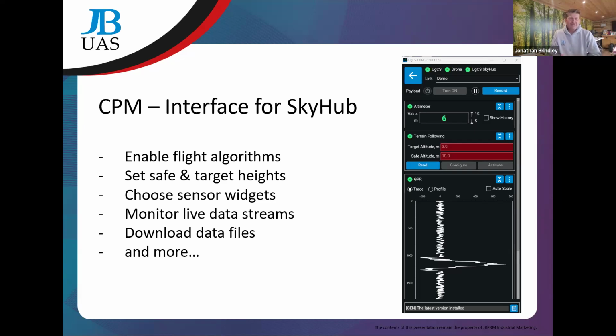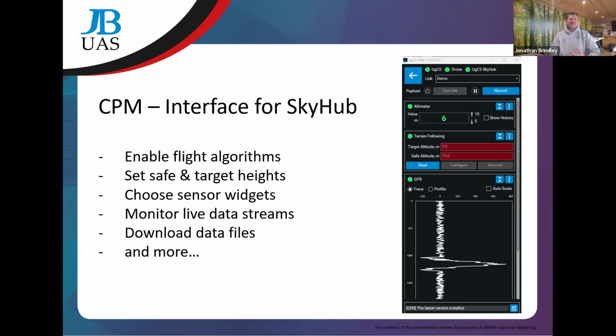But essentially, its role is to enable the flight algorithms. So whether we're enabling terrain following, whether we're enabling other algorithms like Grasshopper, for those who know about echo sounders and how we use the Grasshopper with echo sounders. It's there for us to set the safe and the target heights. We choose the sensor widgets within the CPM. So if we're flying GPR in this case, as an example, we can go in, click that widget, and that widget then allows us to see the live data come in. So just to be clear, that is a live data stream coming in. And we have that ability on the R1 as well.